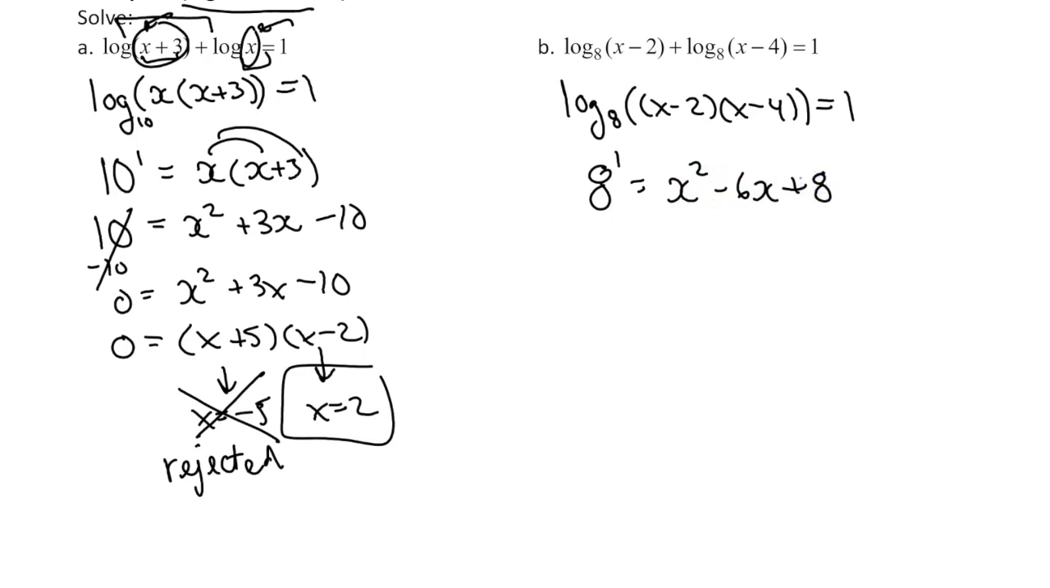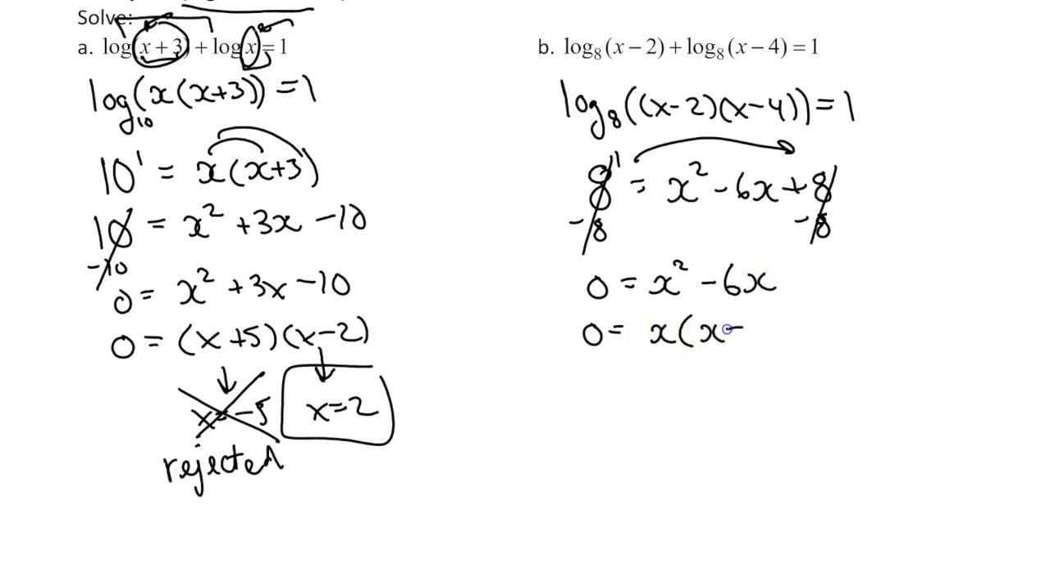It's kind of a weird example because if I brought the 8 over, if I subtracted this 8 onto this side, the 8's actually cancel out, and I'd be left with 0 equals x squared minus 6x. So from here, we could factor out an x, and we would get solutions of x equals 0 and x equals 6.